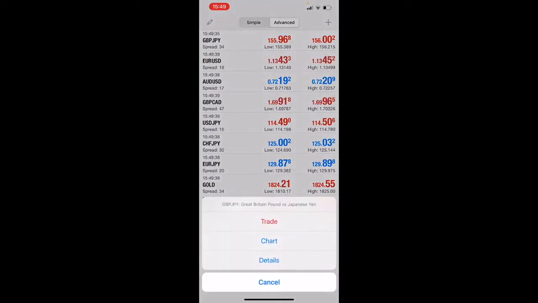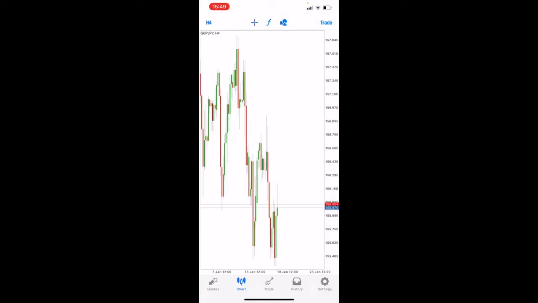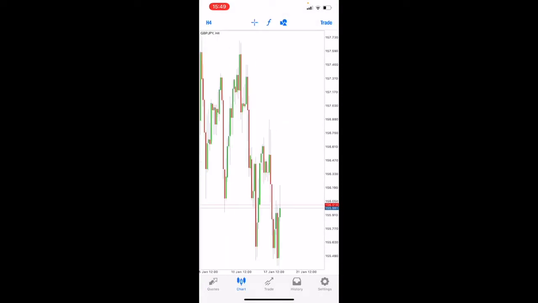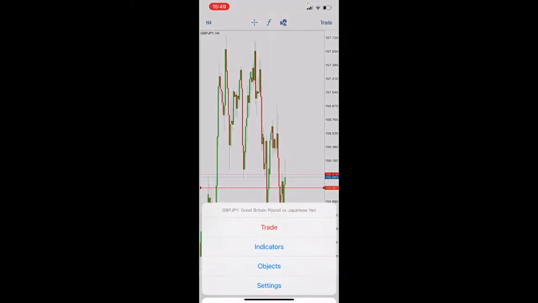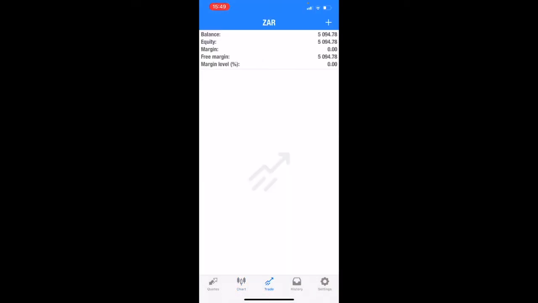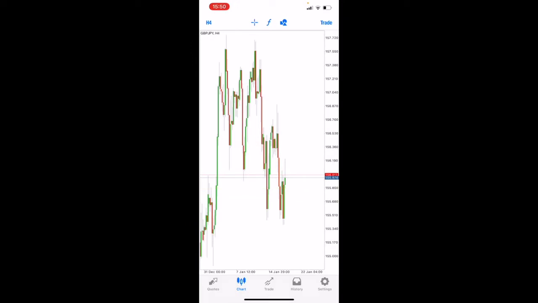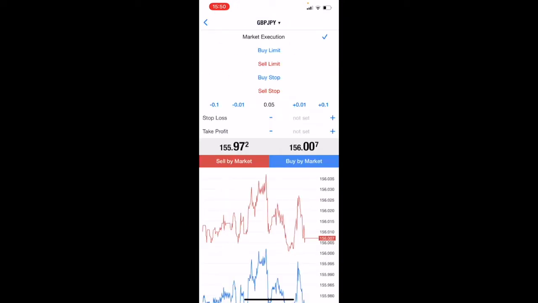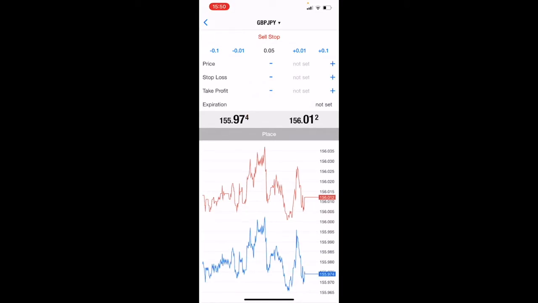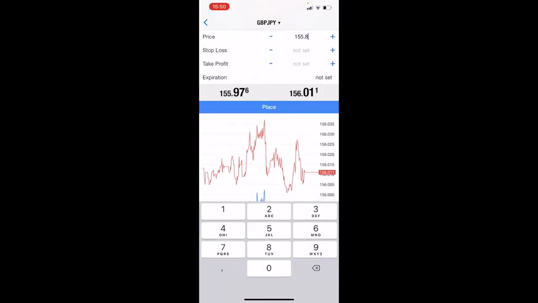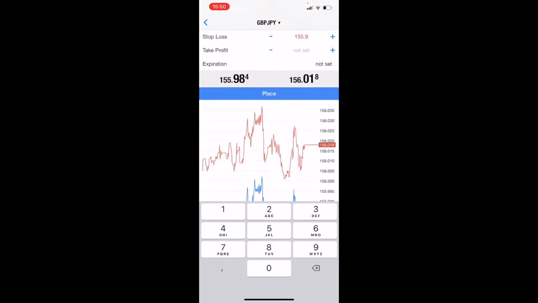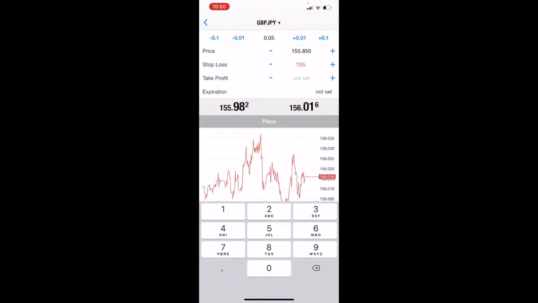So let's go GBP JPY. Let's say you assume that the price is going to decrease from, let's say, 155.850. Okay, 155.850. So what you're going to do is you're going to go trade. Then you're going to go from market execution, you're going to go sell stop. At the price, you're going to go 155.850. Stop loss above, let's say 30 pips, so it's 156.